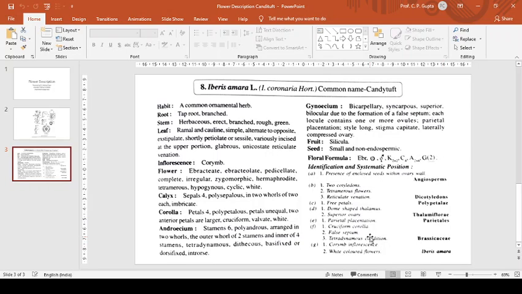Now cruciform corolla and false septum are for Brassicaceae, and tetradynamous condition also for Brassicaceae, and then corymb inflorescence with white colored flower is for Iberis. So this is the basis on which we classify the plant given to us for the description.